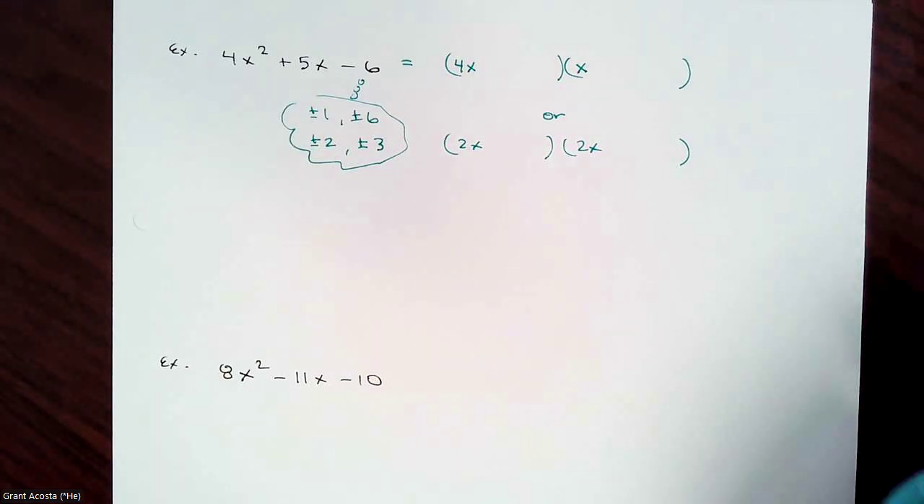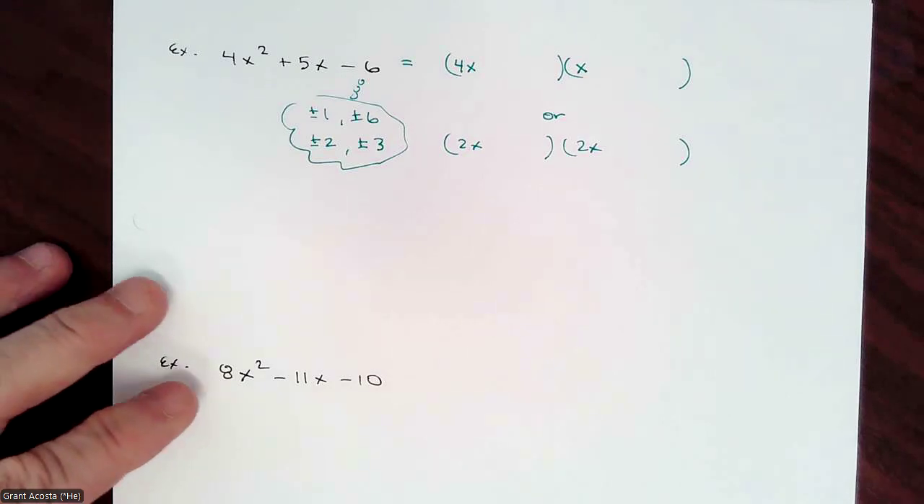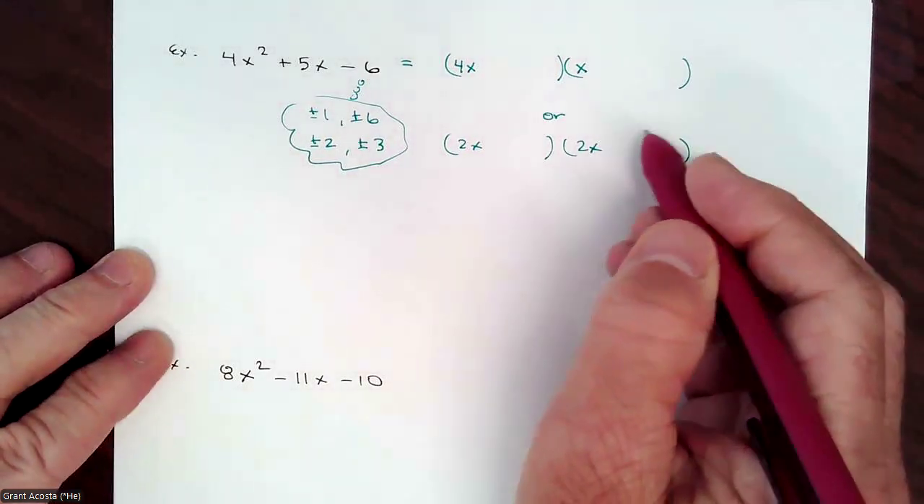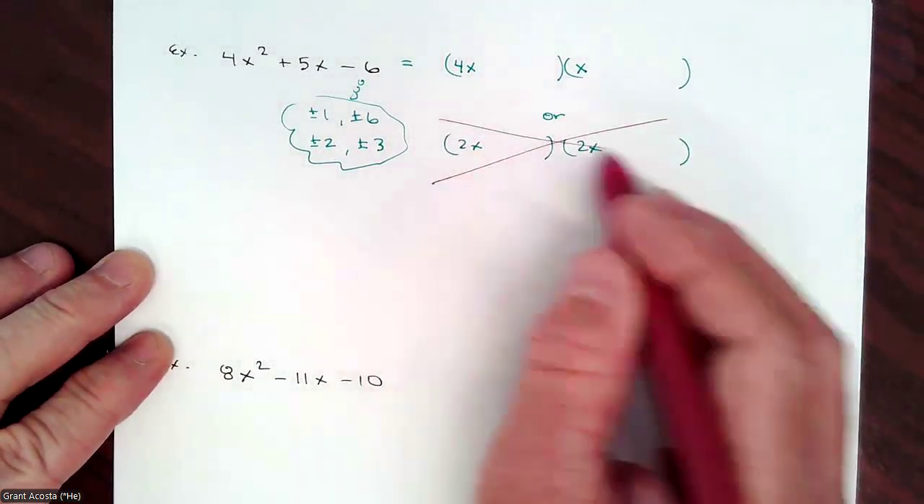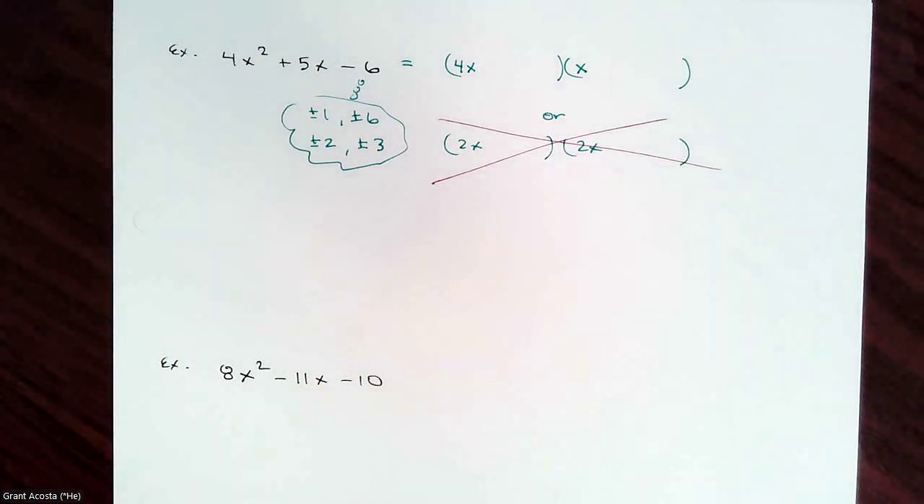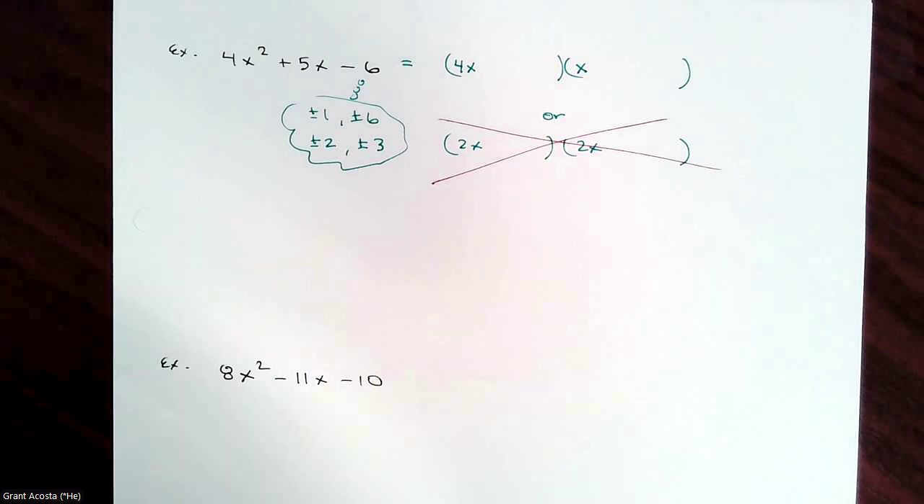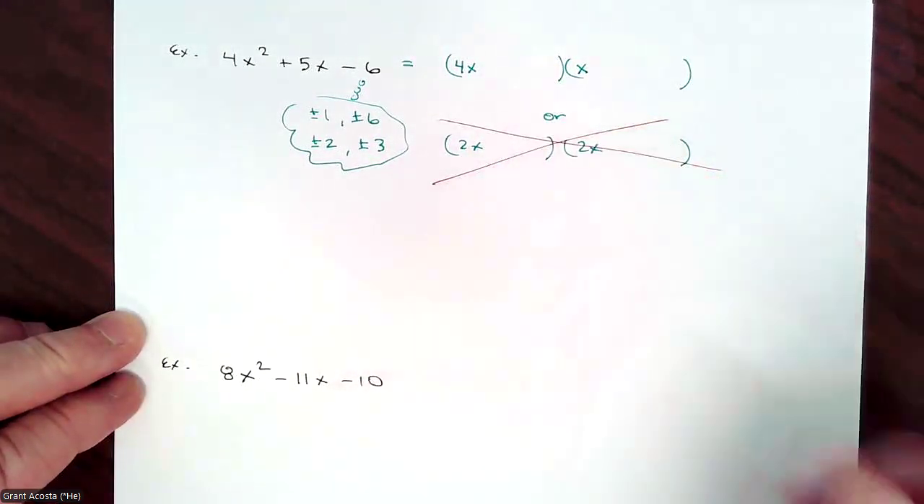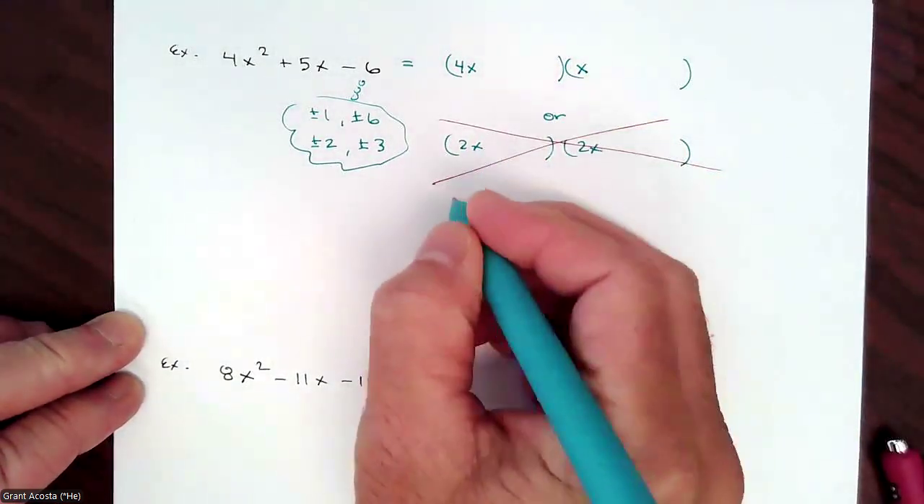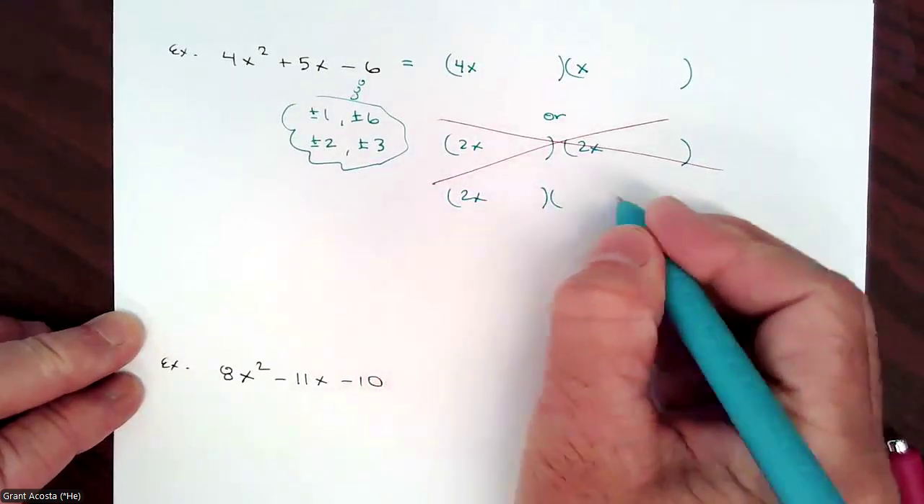But here's my response. What if I told you I can already tell that this is not a possibility? It is not going to factor into 2x and 2x. How do I know that? Let me explain that first, and then we'll factor it. If it was 2x and 2x, put that back up there.